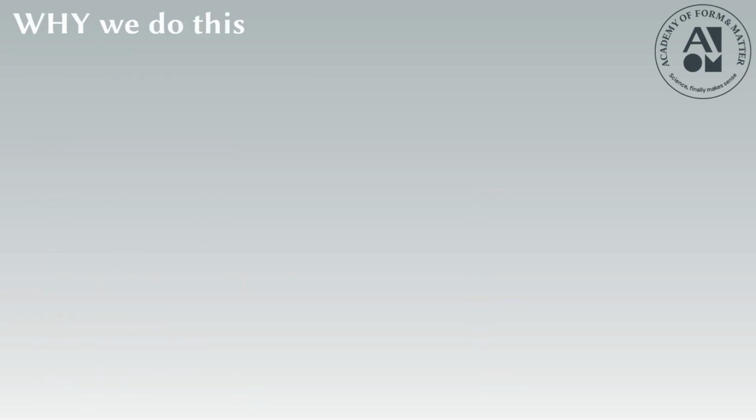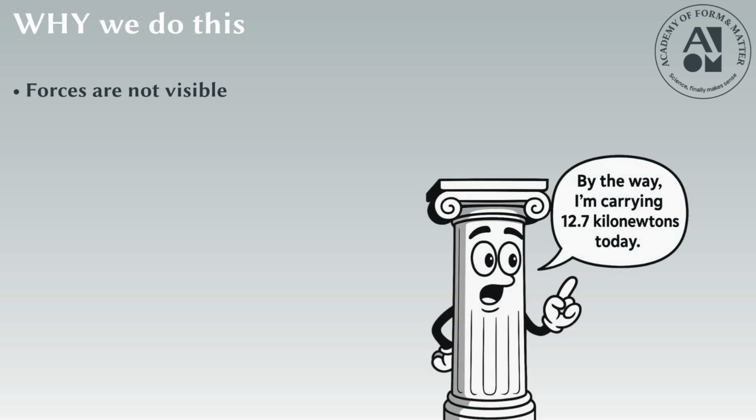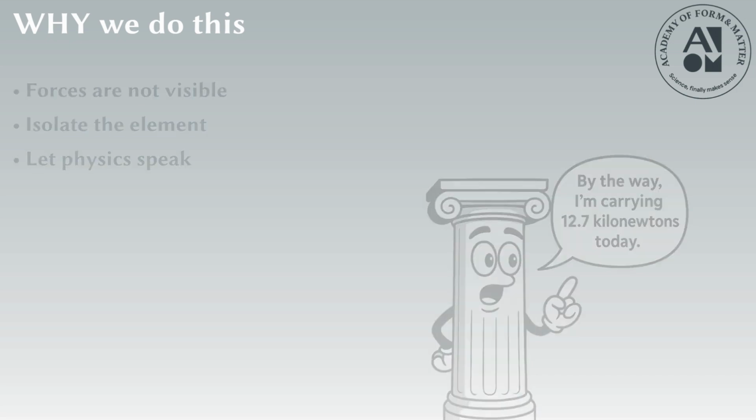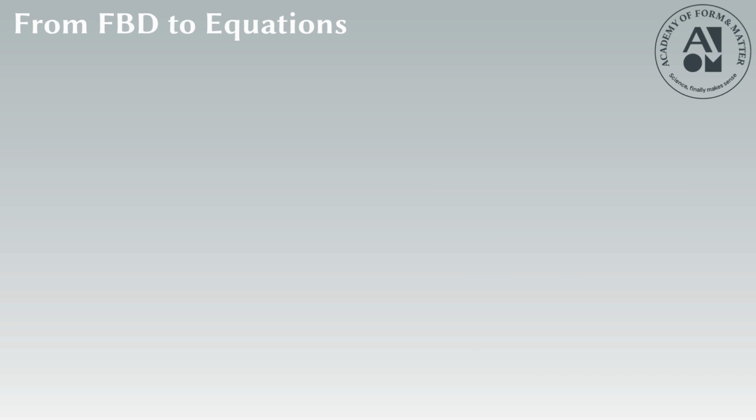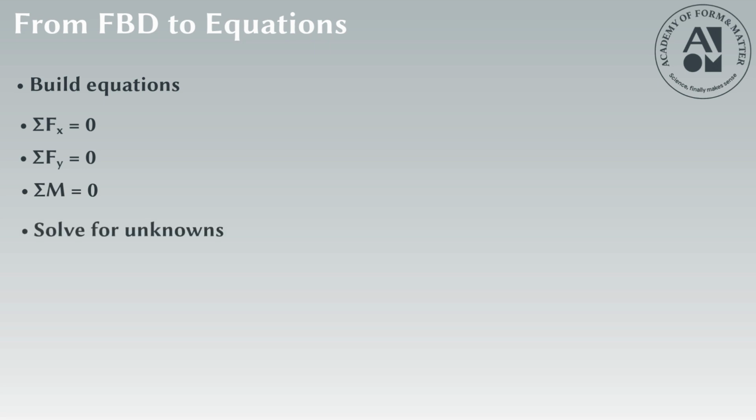Why do we draw free body diagrams? Because structures never tell us their forces directly. A column doesn't say, I'm carrying 12.7 kilonewtons. To reveal the forces acting on an element, we must isolate it and let physics speak. Once the free body is defined and all forces are drawn, we move to the next step. We assemble equations. In statics, every free body is in equilibrium. So, the sum of forces equals 0, and the sum of moments equals 0. From these equations, we find the unknown forces.